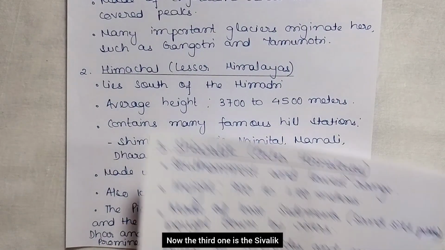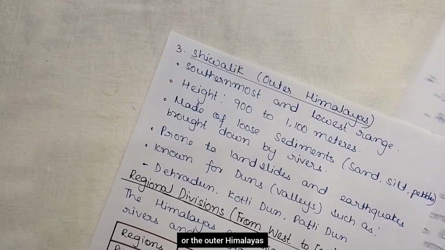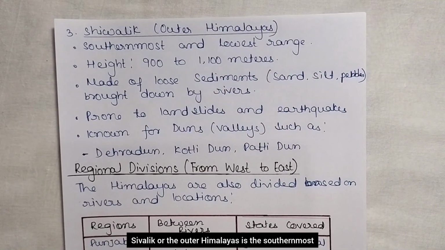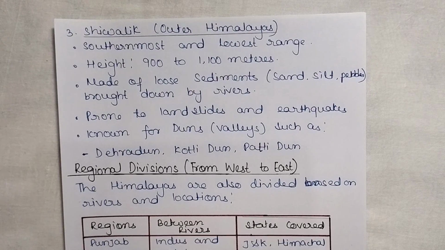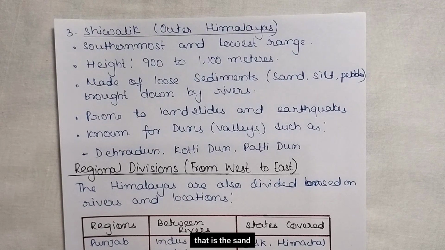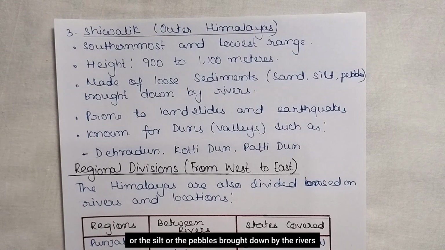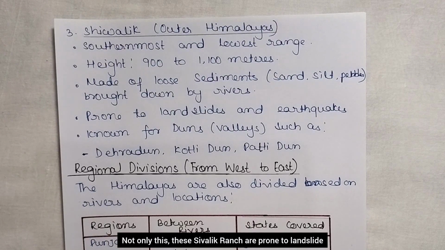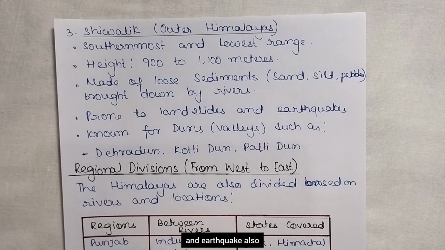Now the third one is the Sivalik or the Outer Himalayas. Okay, so the Sivalik or the Outer Himalayas is the southernmost and the lowest range. So here we will see the height of the mountains ranges between 900 to 1,100 meters. And these Himalayas are made of loose sediments, that is the sand, silt or pebbles brought down by the rivers. Not only this, the Sivalik range is prone to landslides and earthquakes also.